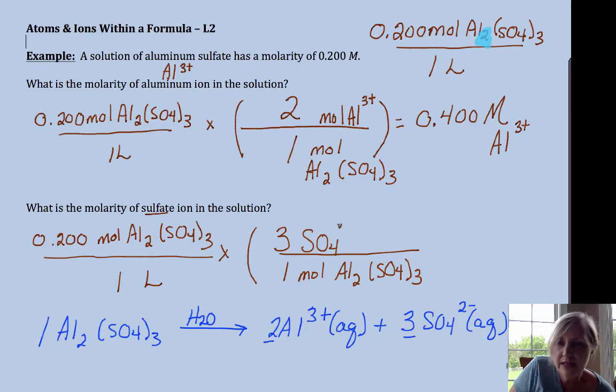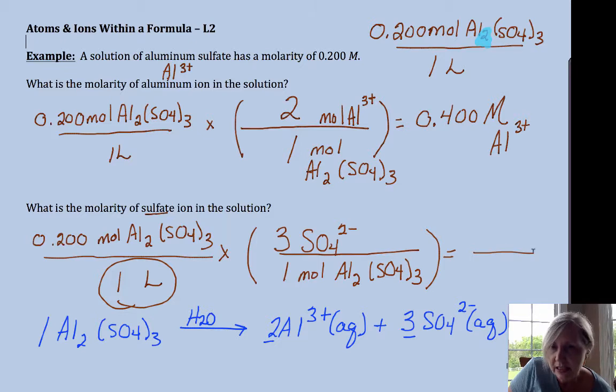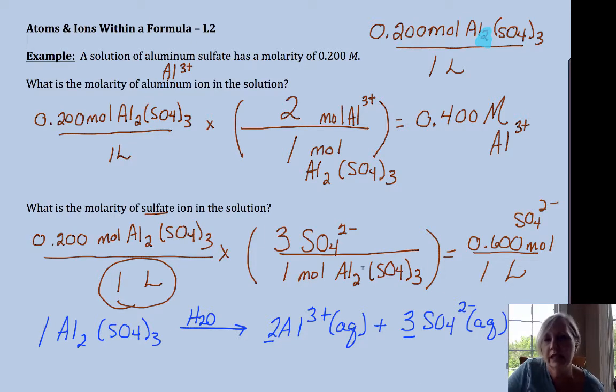Now notice I'm not canceling out the liter because the question wants me to keep it in molarity. So I'm keeping the per liter there. So I still have my per 1 liter there. This time I have 0.600 moles of sulfate per liter. Well, that's what molarity is, moles per 1 liter. Those moles cancel. Should have written that there. I have moles of sulfate per liter of solution. That's all there is to it.